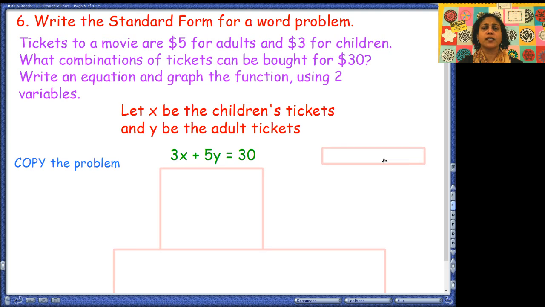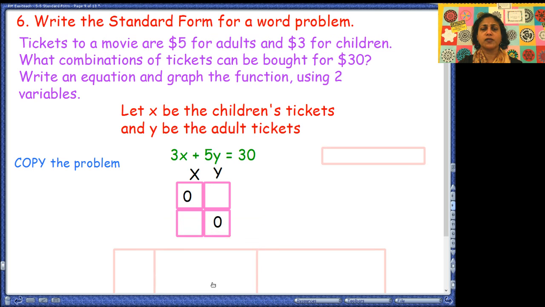The equation is 3 times x plus 5 times y is equal to 30, and we're going to use this to find the intercepts. It turns out that your intercepts are going to be, if x is 0, y is 6, and if y is 0, x is 10. And make sure you put parentheses around them so you have your ordered pairs.